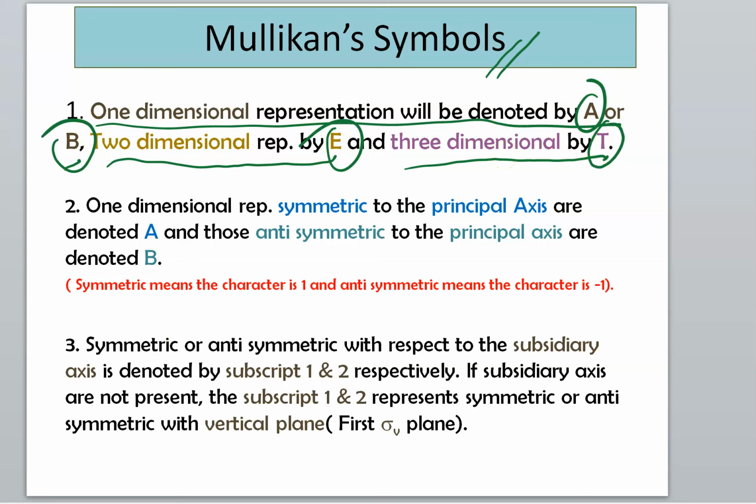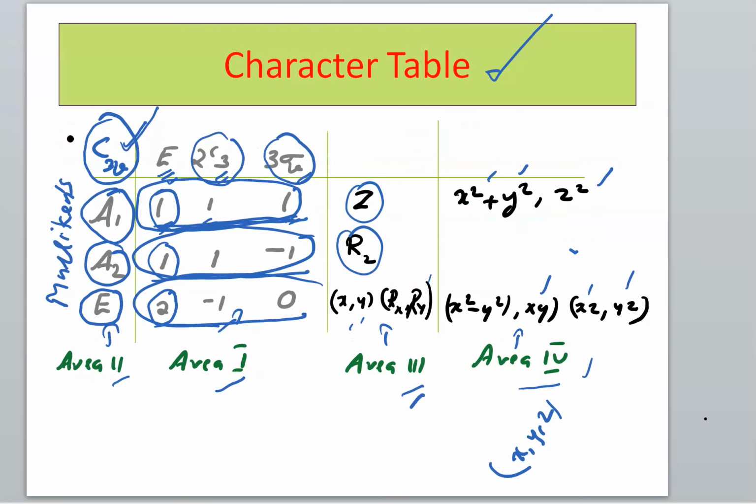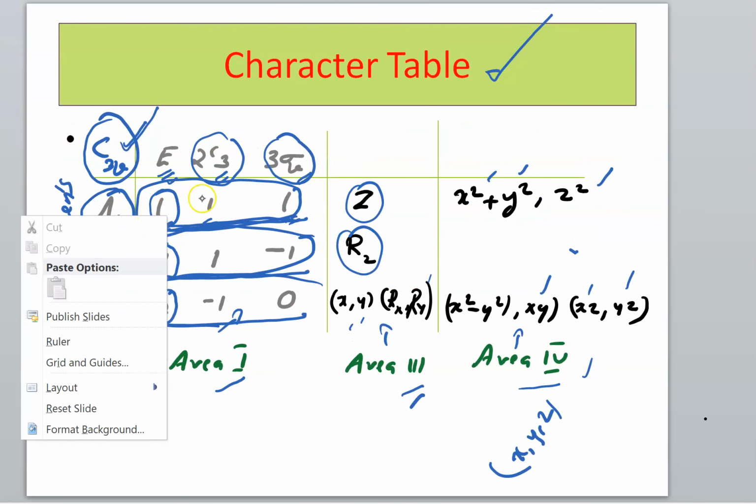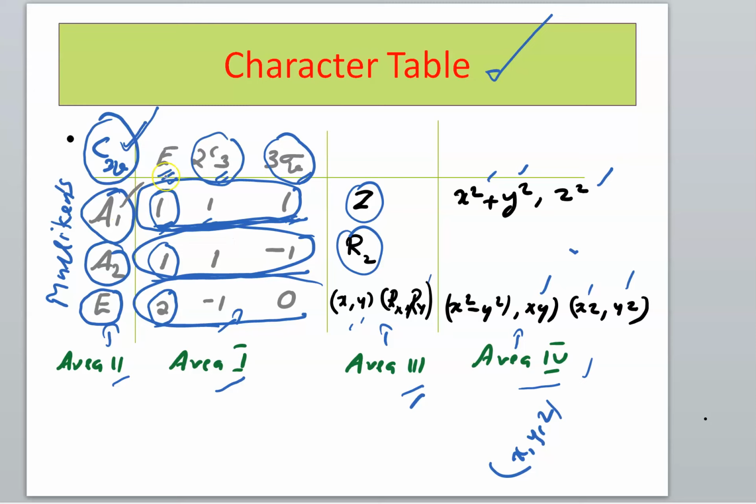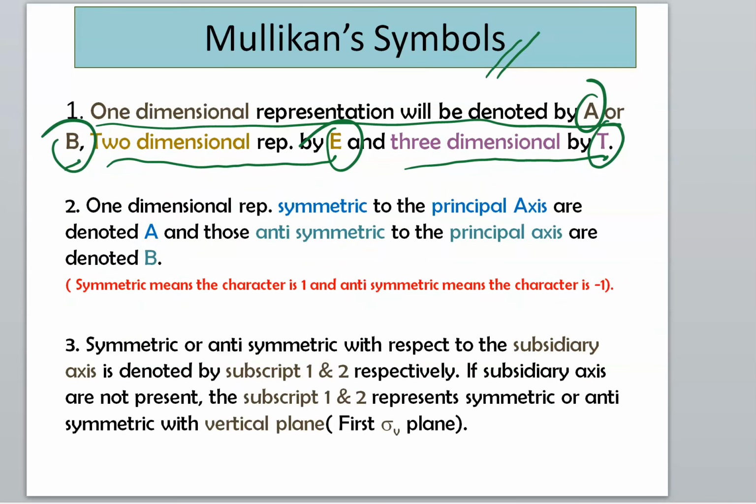For example, in the first example where we discussed the character table, this is a one-dimensional representation, so it is A. This is also a one-dimensional representation, A2 or A. This is a two-dimensional representation, therefore we give it the sign E. If there is a three-dimensional representation, it will be T. So, one-dimensional representations are denoted by A or B, two-dimensional by E, three-dimensional by T.